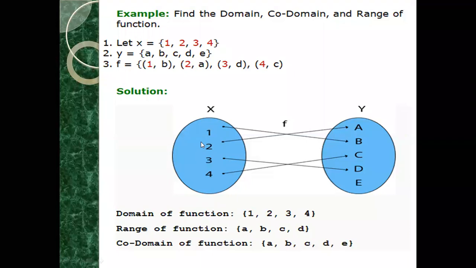Okay, range of the function A, B, C, D. Up to this we call it the range of the given function. So range of the function is A comma B comma C comma D. Okay. So codomain of the function: the codomain contains the elements A, B, C, D, E. Okay. So domain of the function is 1, 2, 3, 4, codomain is A, B, C, D, E, and the range of the function is A, B, C, D.